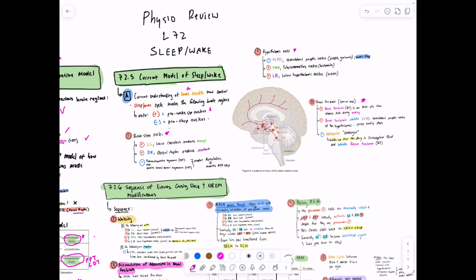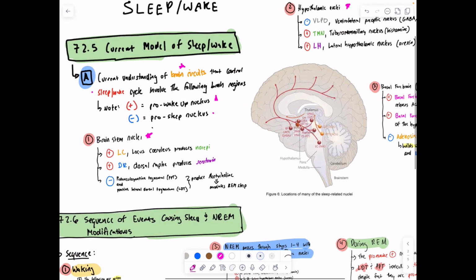All right, so then we have the brainstem nuclei. We have the locus coeruleus, which produces norepinephrine. We're familiar with it, at least for about 2 minutes now. We have the dorsal raphe nucleus, which produces serotonin. So dorsal raphe here, and locus coeruleus right there in the pons. Then you have your pro-sleep nuclei, the ones we're familiar with, the pedunculopontine tegmental and the pontine lateral dorsal tegmentum, which produce acetylcholine and mediate REM sleep. That's located right here and right here. Both produce acetylcholine, both are pro-sleep.